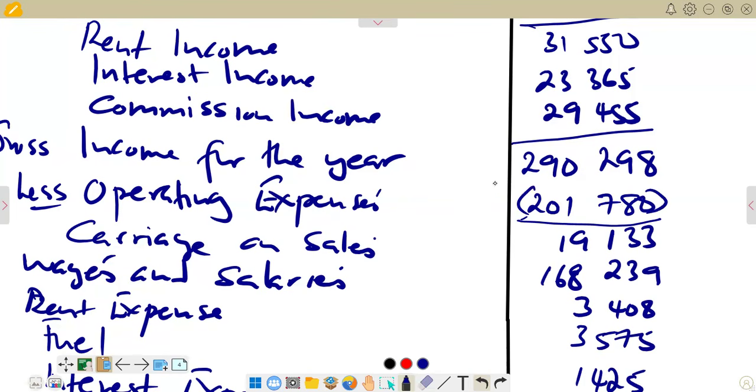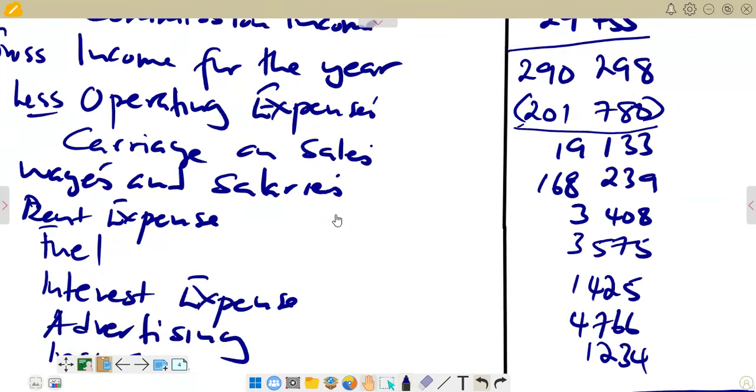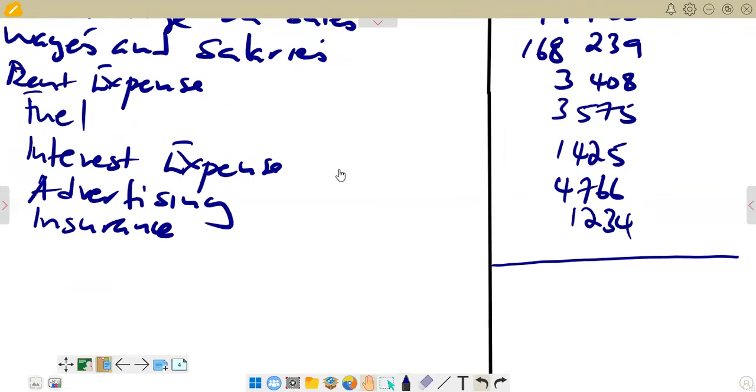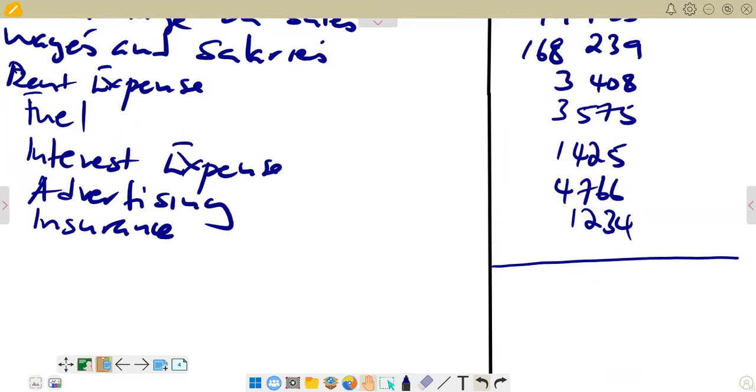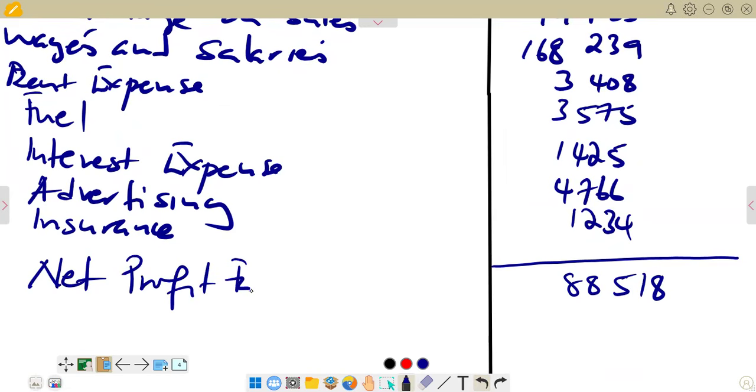So to get our net profit for the year, we are now saying 290,298 minus 201,780. So we can just come in. And then the answer we're supposed to get there is 88,580. And this figure is now the net profit for the year. It does close. So this is the end of our statement of profit or loss.